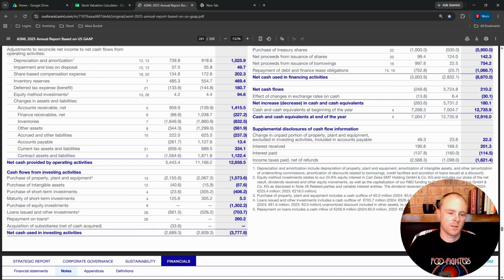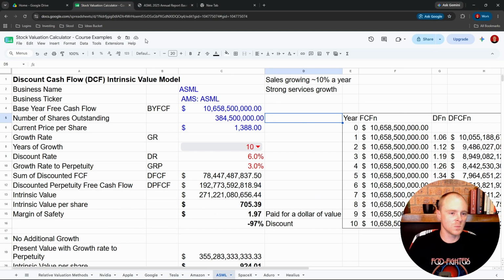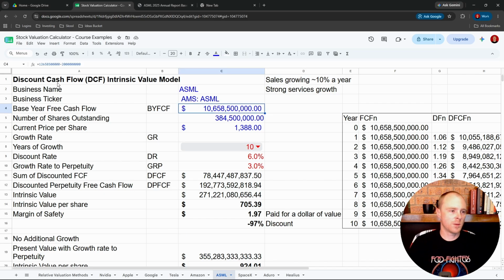Now, the impact that this initial cash flow has on the valuation is very large. So we want to make sure that we are conservative as much as possible with the starting assumptions. So let's go back. I've already plugged that in here. So minus the 2 billion, and that is our base year free cash flow, 10.6. Now the number of shares outstanding is there, and our current share price is 1,388.